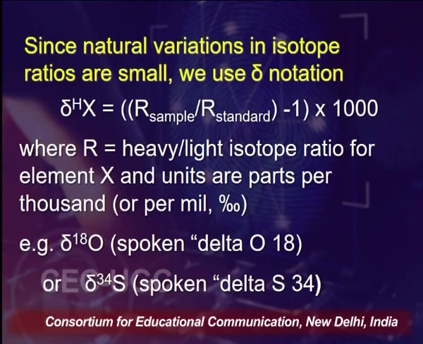Here we can see the delta X, where we can use any element we are talking about. R is the heavy to light isotope ratio for element X, and units are parts per thousand or parts per milliliter depending upon what we are using. The way we write it, we say delta O18 or delta S34. So depending upon the stable isotope study we have to do, we take their ratio and then analyze it.